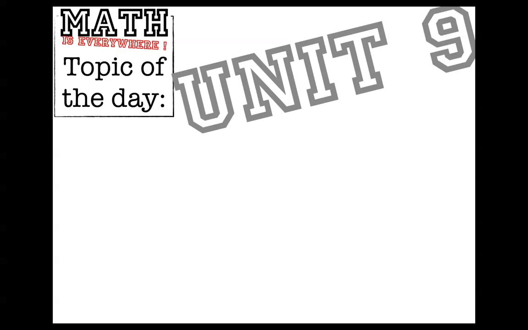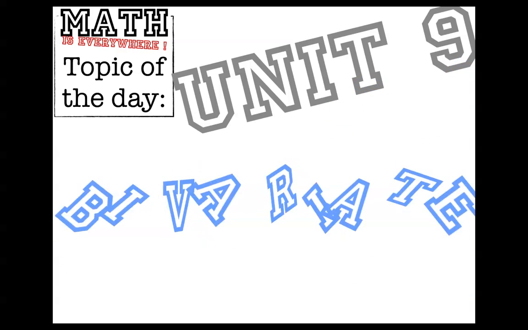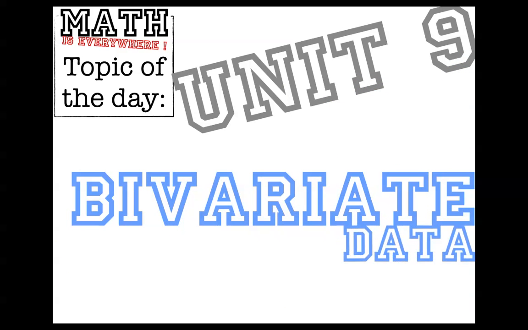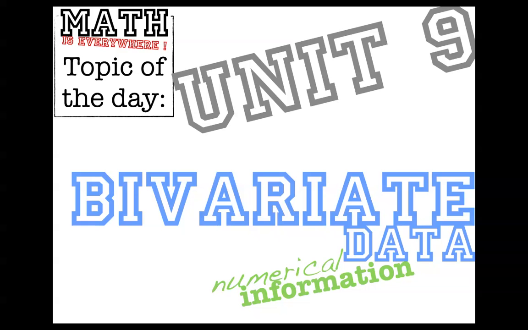And today's topic is what we're going to call bivariate data. Bivariate data. Okay, you all know what data is. Data is just information, right? But data is a specific kind of information. Data is numerical information. Data is information in the form of numbers, right? So we know that. But what is bivariate data?